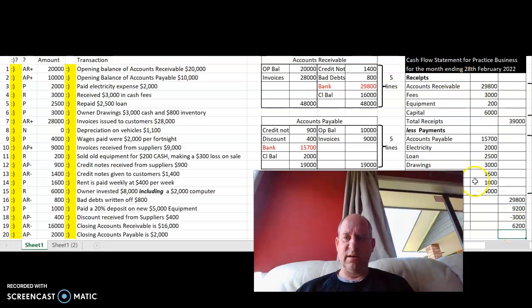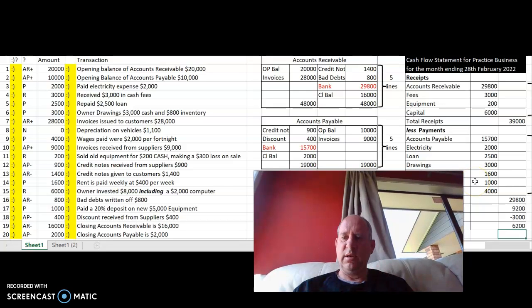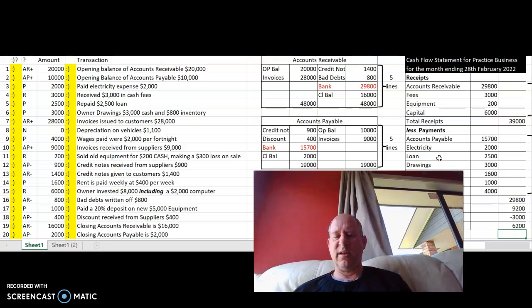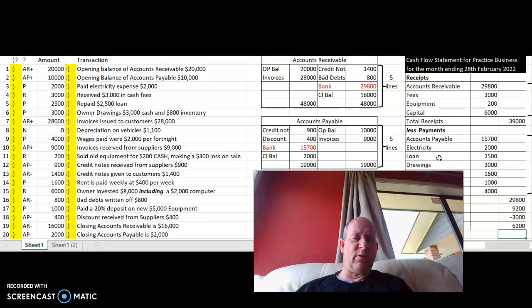Hopefully those figures are right. You can check those against yours. And that's the end. This figure here, 6,200, that's our bank at the end of February. Great, that's the end of it. Well done on getting through.